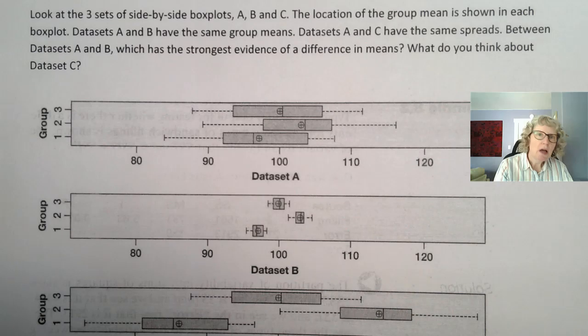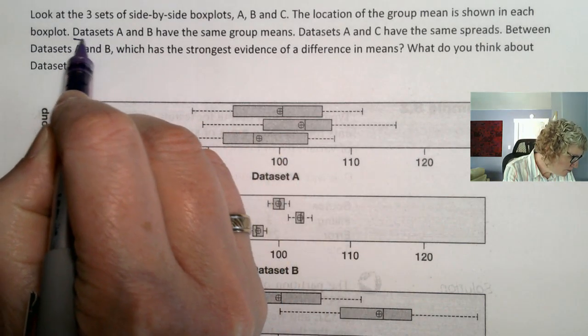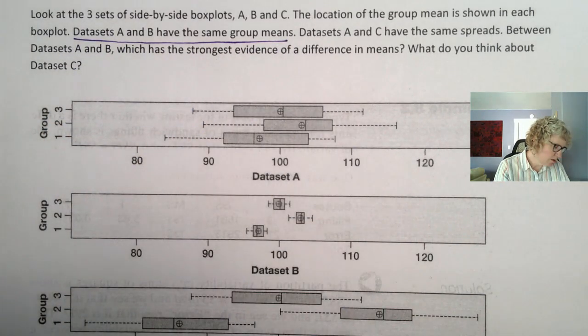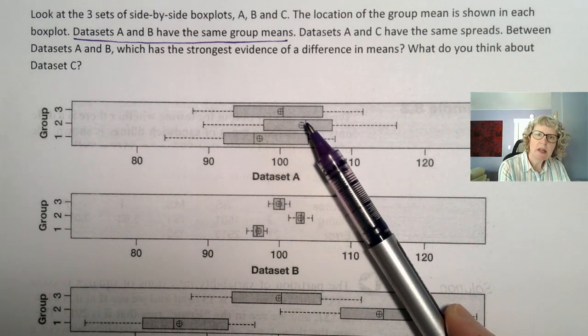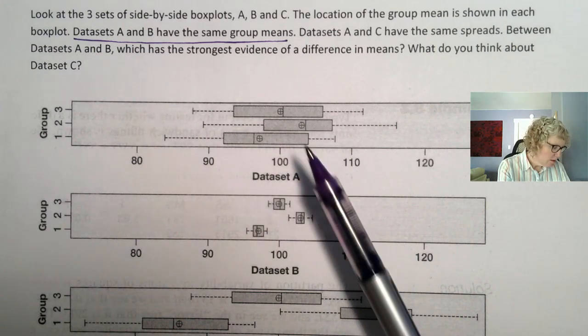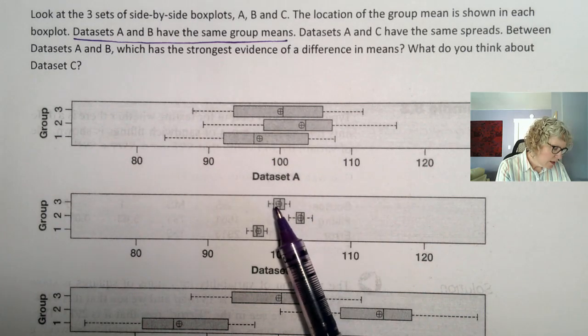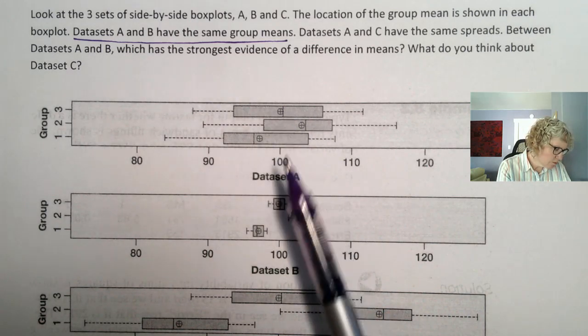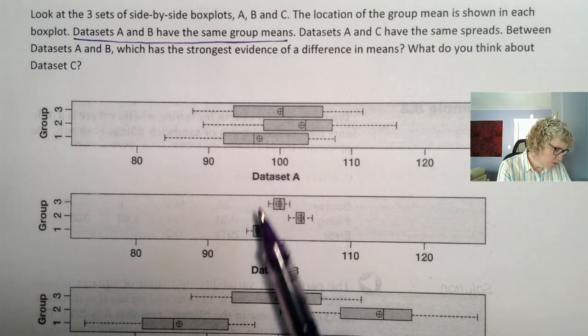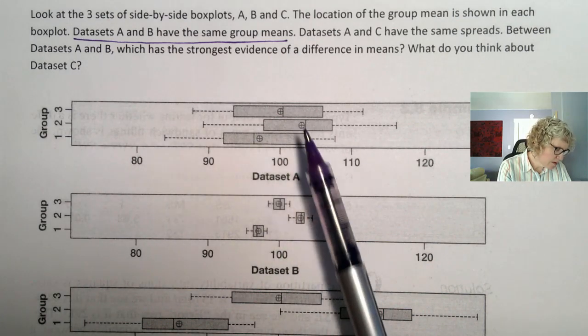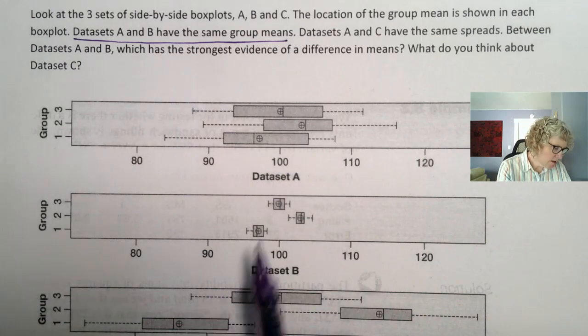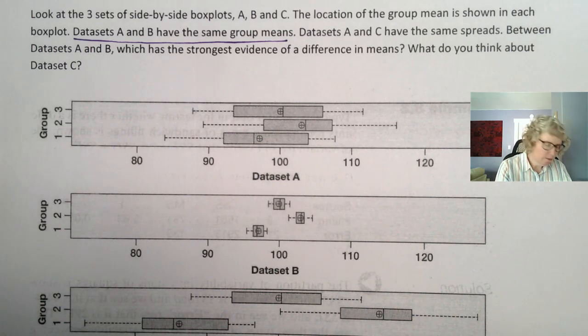Okay, so data sets A and B have the same group means. So notice between A and B, the little plus with a circle around it is the same. The first group is at the bottom. The first group has the same mean. The second group has the same mean. The third group has the same mean. What's changing is the spread.